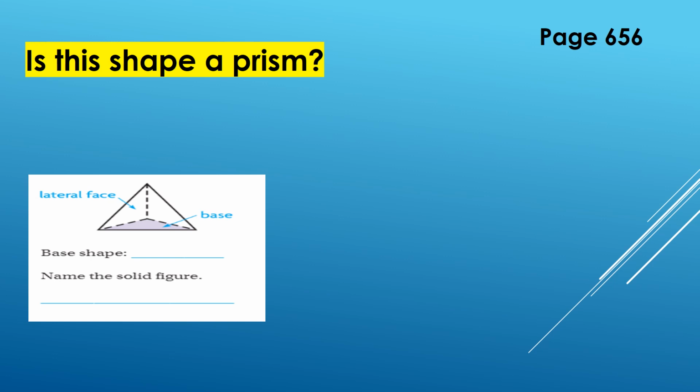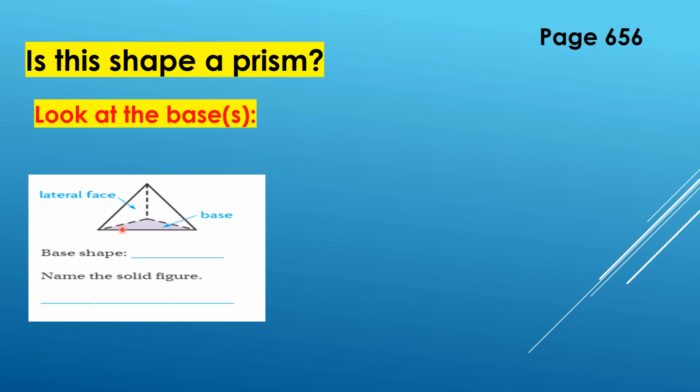Now I want you please to go to page 656 and I'll ask you this question. What about this shape? What about this 3D figure? Is it a prism? Now let's remember the rule. We said that a prism must have two bases, right? Look at the base in this picture, or the bases. What do you see? Look at the shaded part.